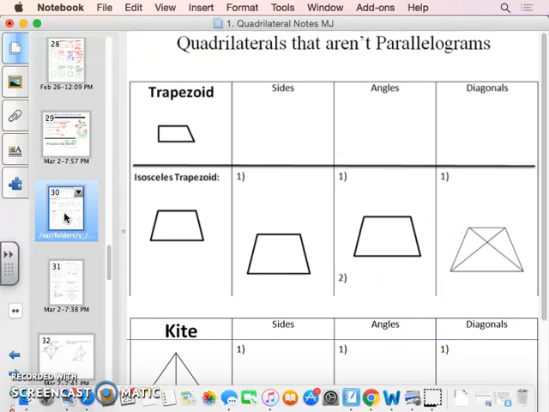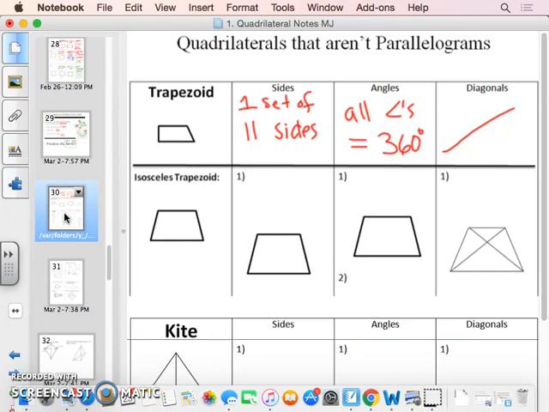Okay, so today we're going to look at yet 2 more quadrilaterals. So we've got a total of 6 quadrilaterals that we've looked at. And these are trapezoids. Trapezoids are not parallelograms because they only have one set of parallel sides. So a trapezoid has one set of parallel sides. The angles, again, it is a quadrilateral, so all angles equal 360 degrees. And a diagonal is a diagonal. We'll talk about the special characteristics in a minute.